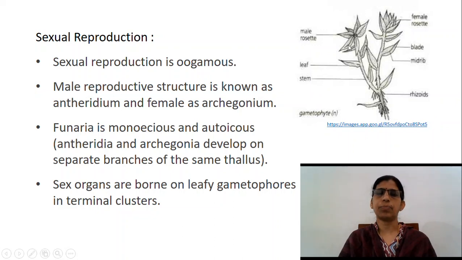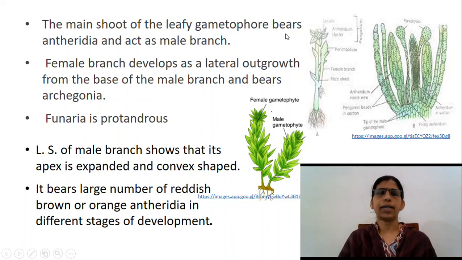Sex organs are borne on leafy gametophores in terminal clusters. The main shoot of the leafy gametophores bears antheridia and acts as male branch. Female branch develops as lateral outgrowth from the base of the male branch and bears archegonia. The female branch grows higher than the male branch. Funaria is protandrous, that is, antheridia mature before the archegonia. That is how it ensures cross-fertilization.